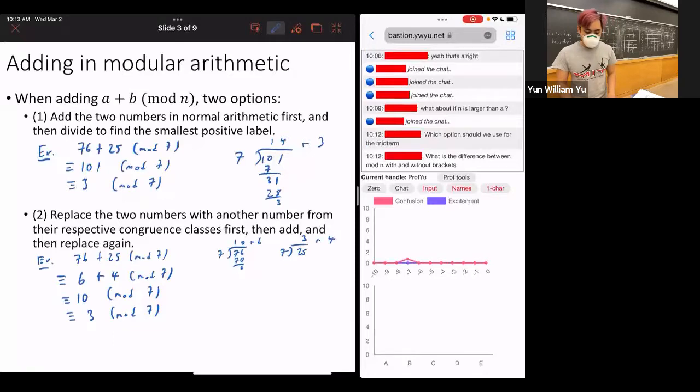Sometimes I write mod n inside of brackets, sometimes I don't. It's exactly the same thing. That's just me being lazy.